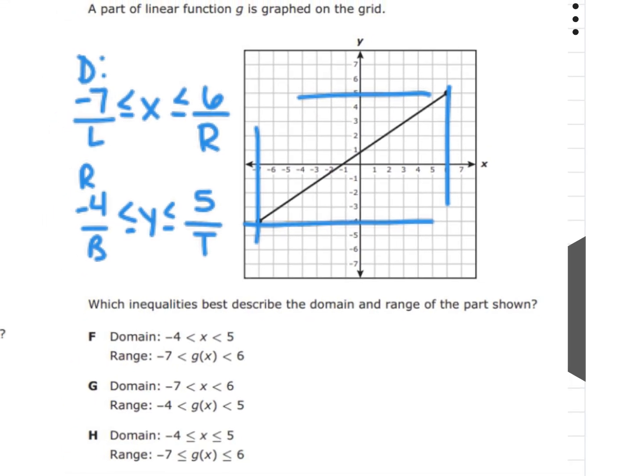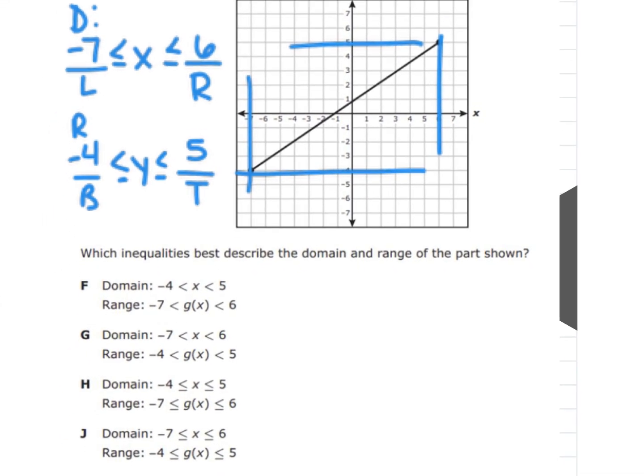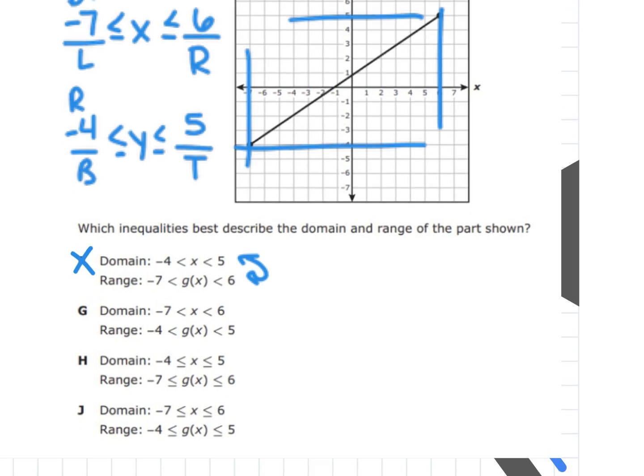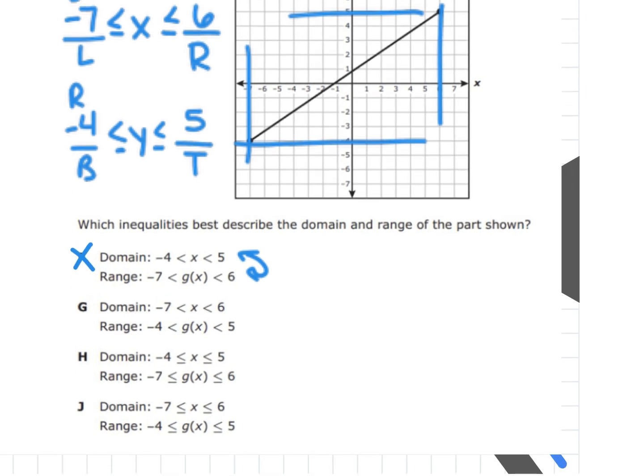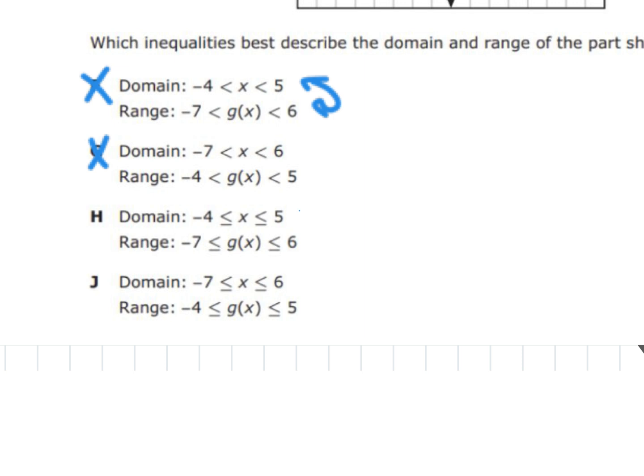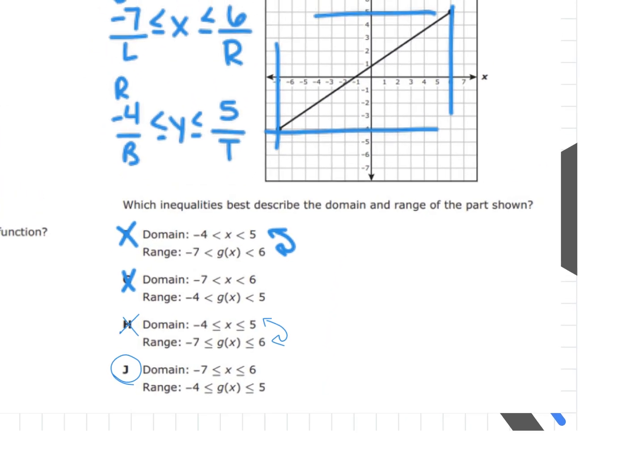You guys are really good about writing your domain and range, but sometimes we don't look at our answer choices very carefully. So, for example, letter F, these are switched, and they also don't have the lines. G, those are the right numbers, but we don't have the lines. So, it's very, very specific. H, they're flipped. They do have the lines, but they're flipped, so it has to be J. So I want you really focused on looking for those detailed pieces.